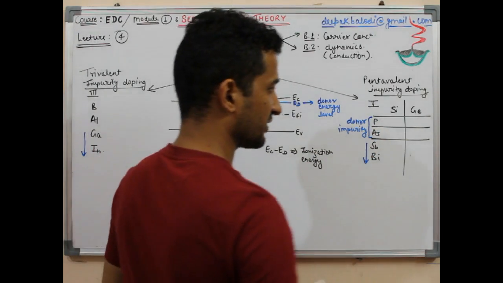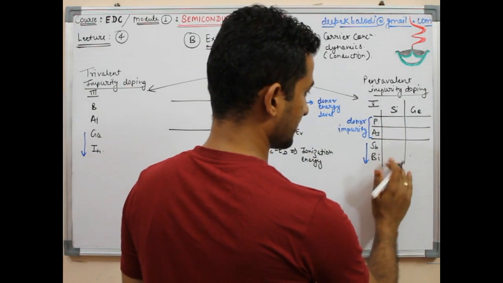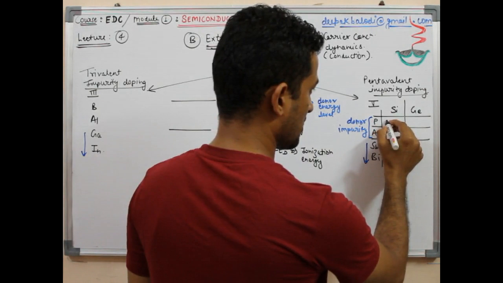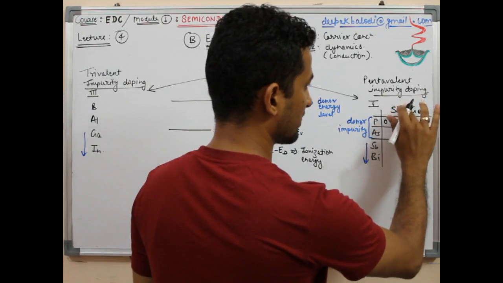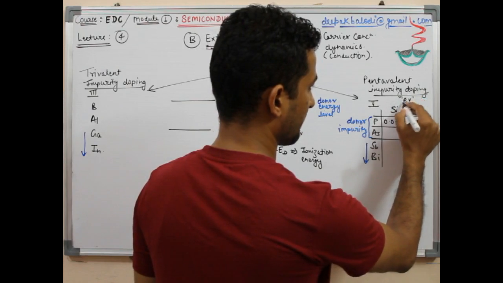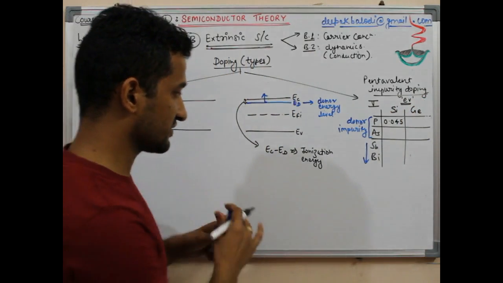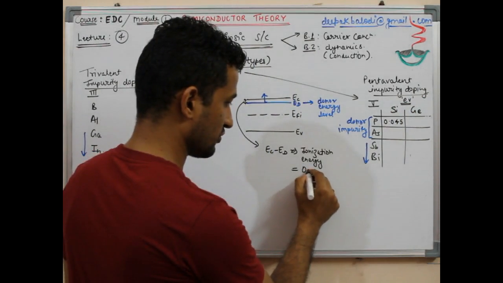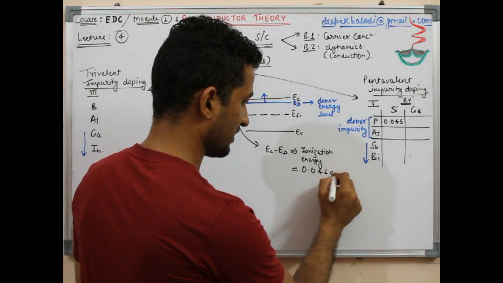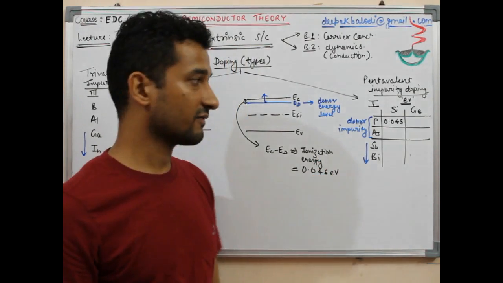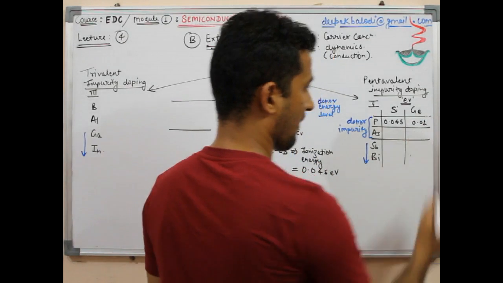So with phosphorus, the ionization energy, this is the ionization energy table, is around 0.045, and all the values are in electron volts. This is the value of ionization energy. So this is around 0.045 electron volts for silicon. For germanium, it remains around 0.01.